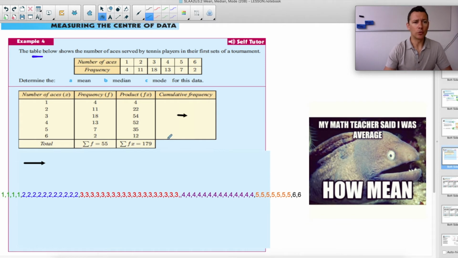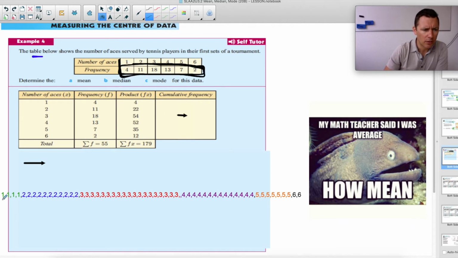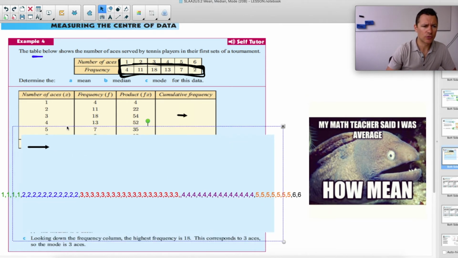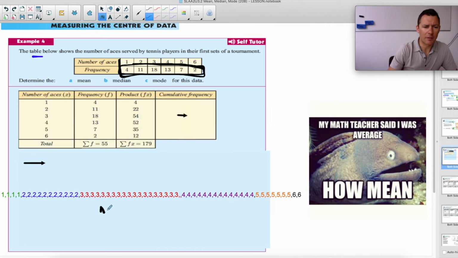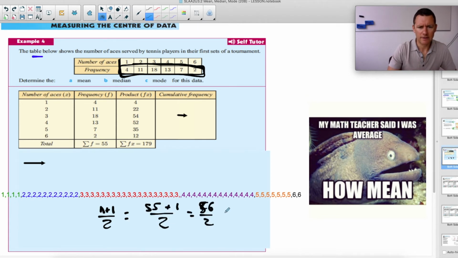A smoother way to do that is to look at how many entries there are overall. Add them up. We've already done that though. There's 55. Then you can say what we did before: n plus 1 over 2 gives you the term number, the entry number. So 55 plus 1 over 2 is 28. The 28th entry in. So then you could count 1, 2, 3, 4, to get to 28.